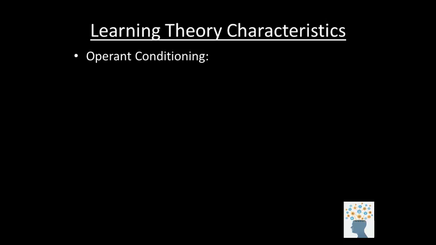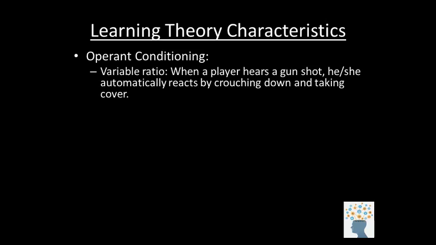In a variable ratio, reinforcement for a behavior is provided in unpredictable intervals. In this game, this is achieved every time a player hears a gunshot. The automatic behavior reaction is to crouch down and take cover.